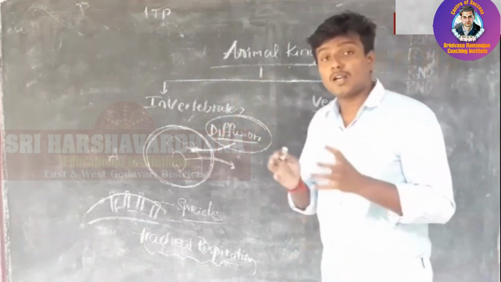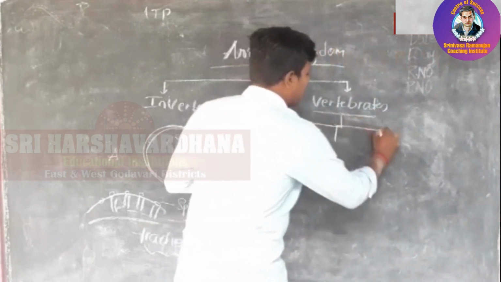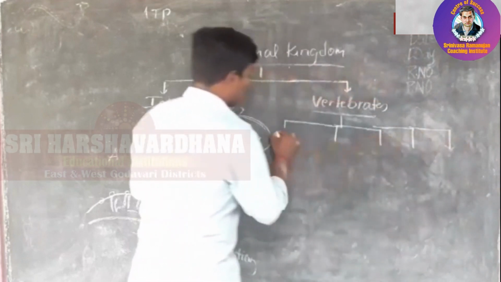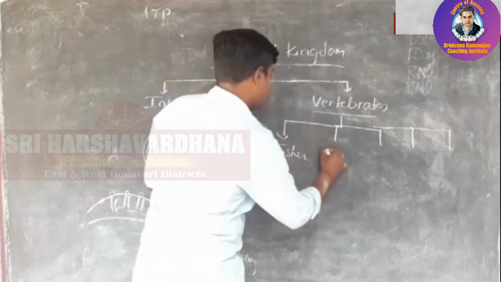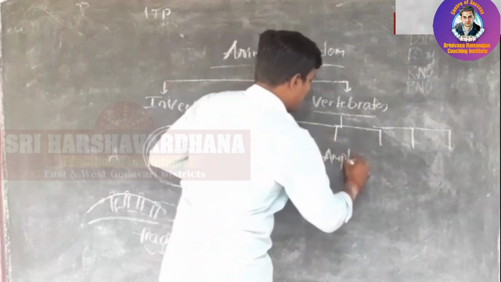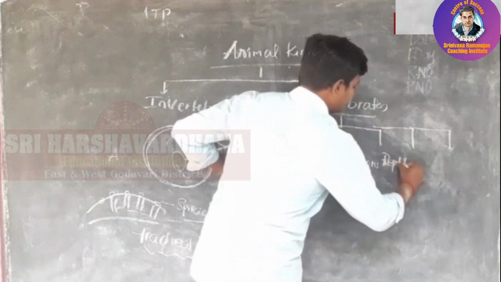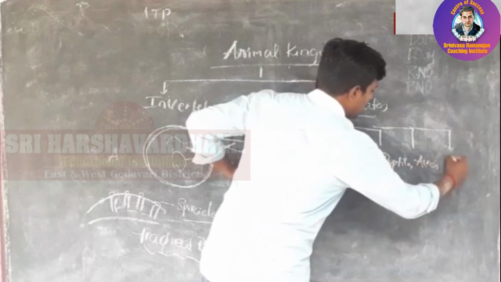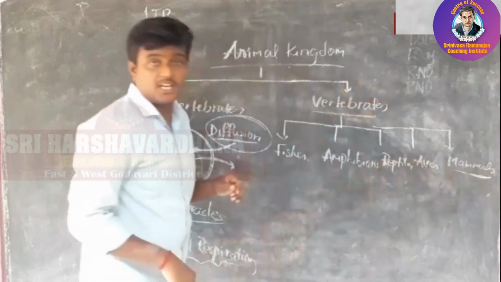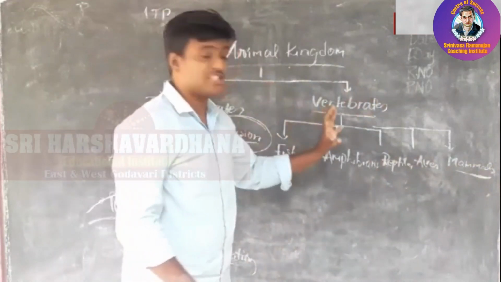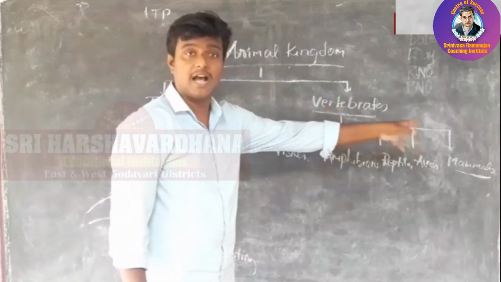So in the vertebrates, what group classes are we seeing? Here in the vertebrates we see 5 classes. What are those 5 classes? One is fishes, second is amphibians, third is reptiles, fourth is aves, and the fifth is mammals. And I think you know that we are mammals. So in the vertebrates we can see 5 groups: fishes, amphibians, reptiles, aves and mammals.